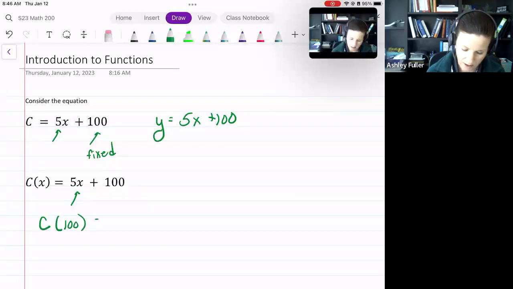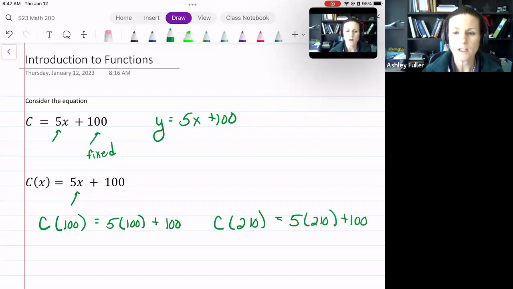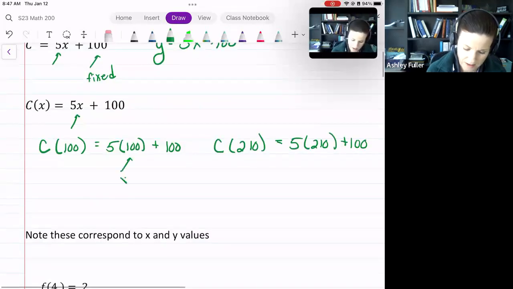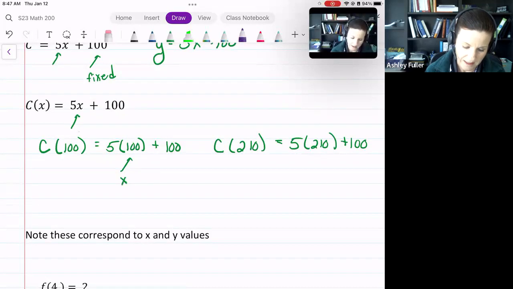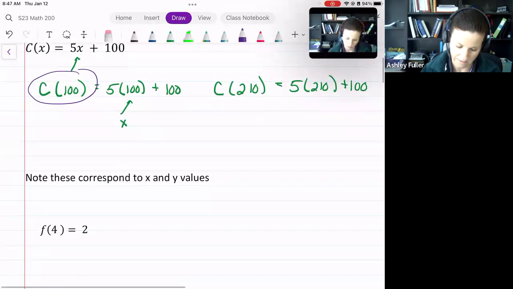We would then represent this, perhaps we want to know the cost of making 100 items. So C of 100 would be 5 times 100 plus 100. Or if we want to know the cost of making 210 items, we would do 5 times 210 plus 100. We can use this function to calculate various values. Note, this corresponds to an x value, and then the calculation corresponds to the cost or the y value.